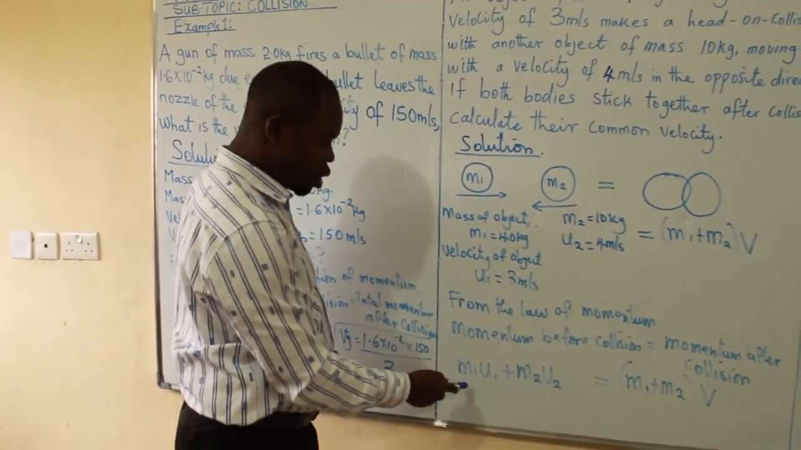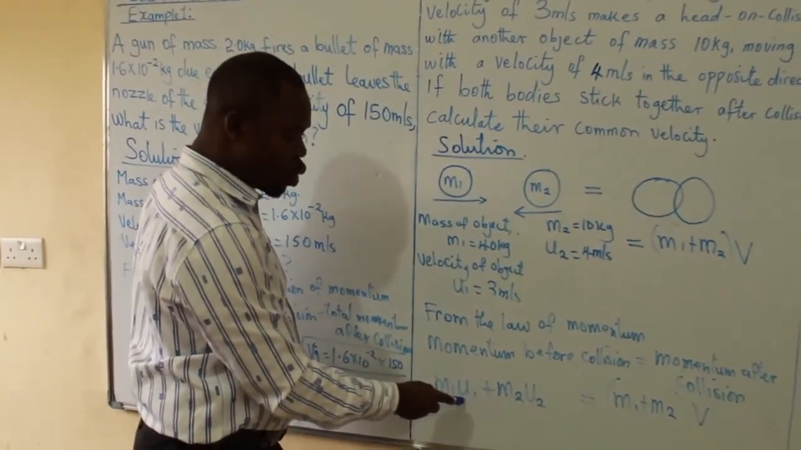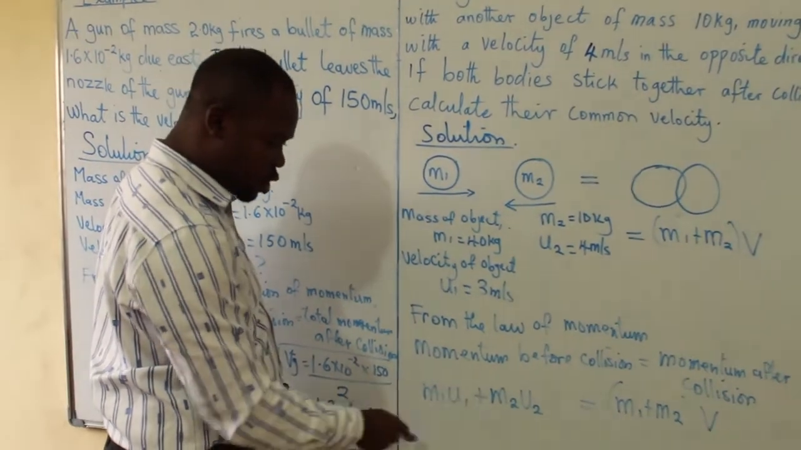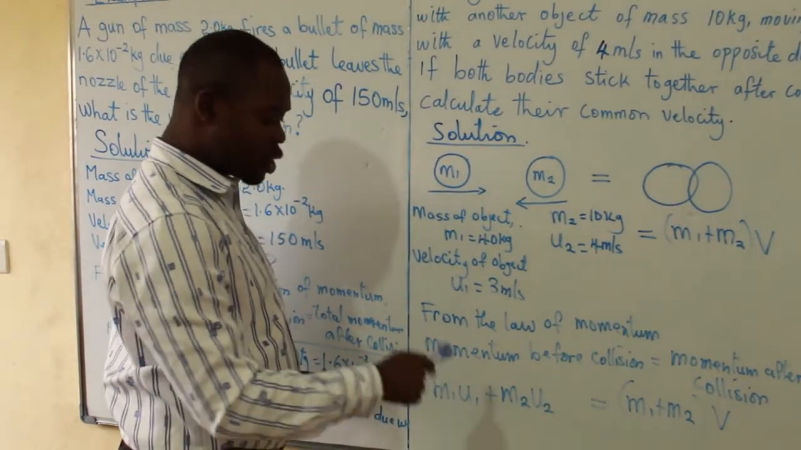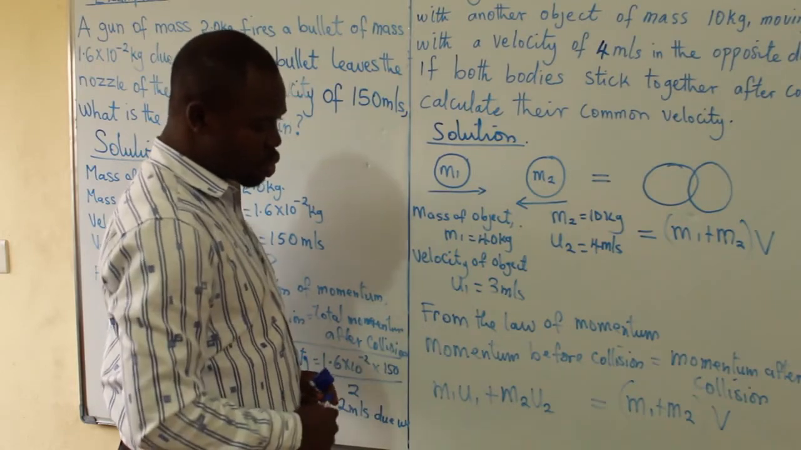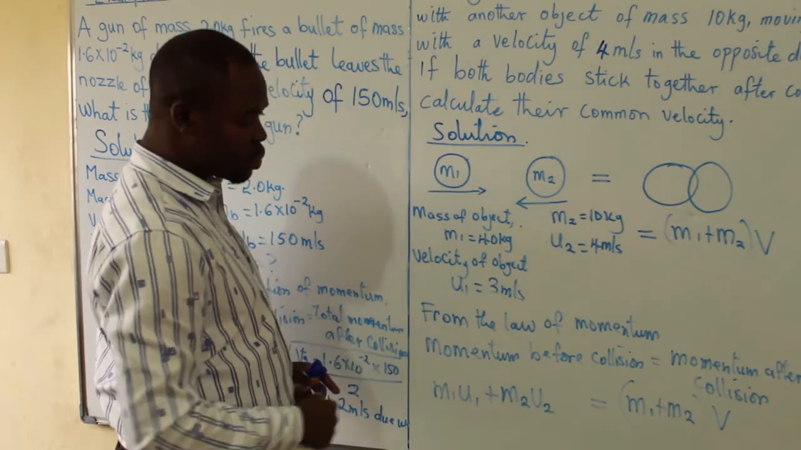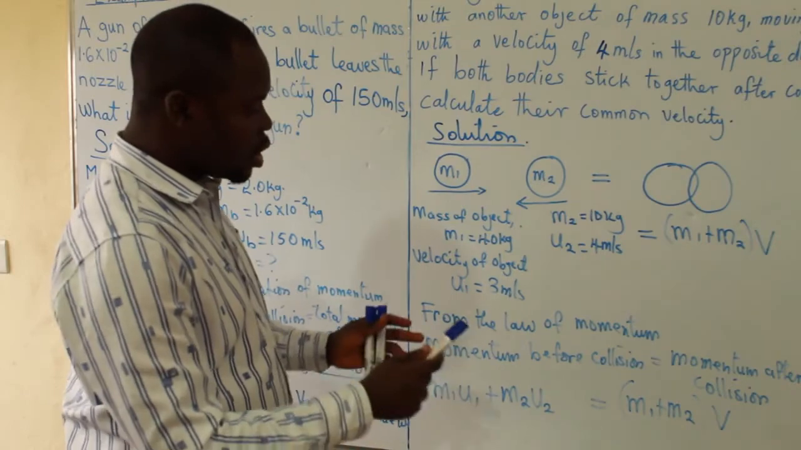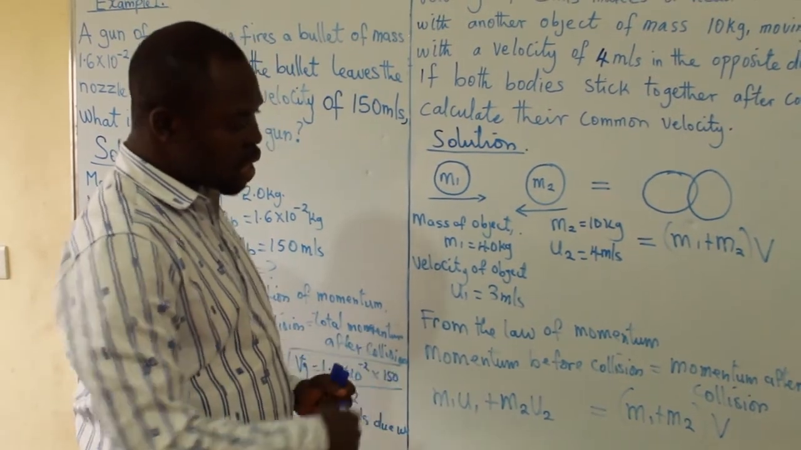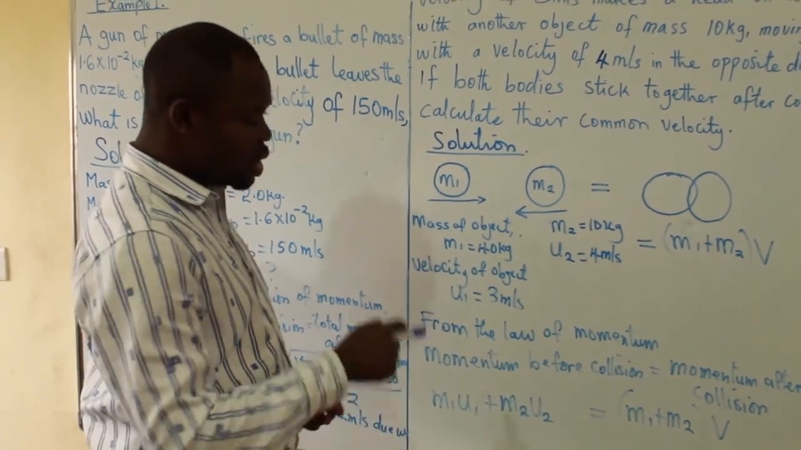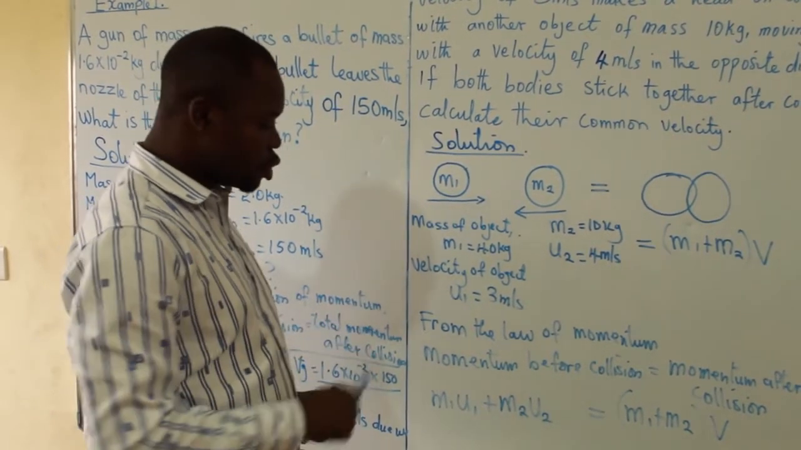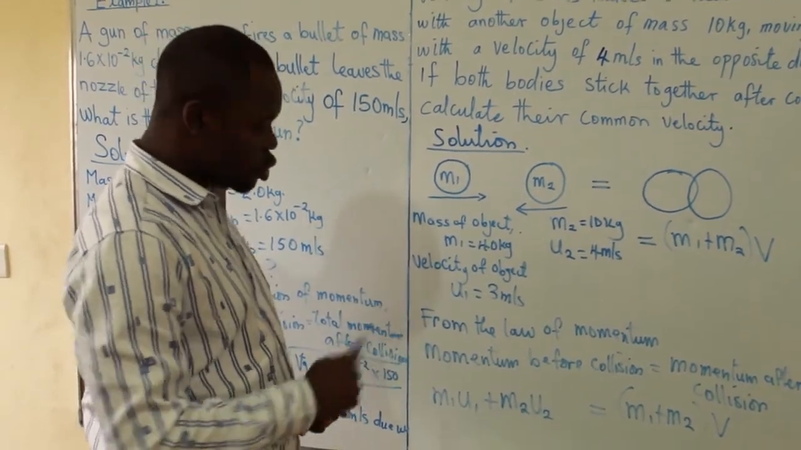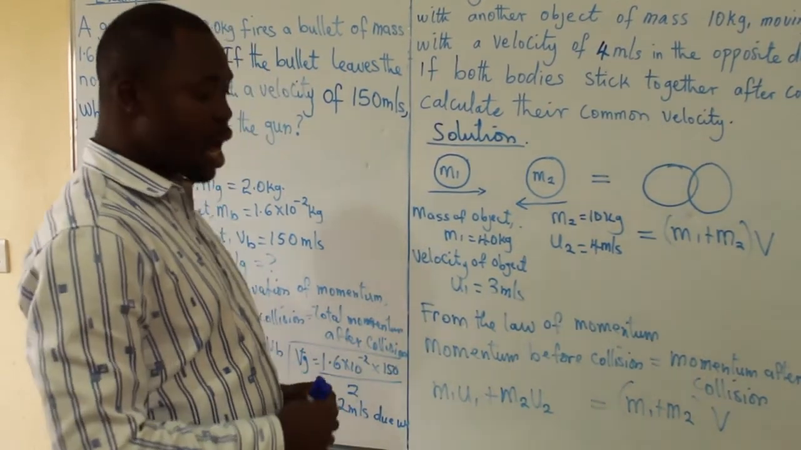m1 is the mass of the first object, u1 is the initial velocity of the first object, m2 is the mass of the second object, and u2 is the initial velocity of the second object. And then since they got stuck together and they're moving with common velocity, this type of collision is called inelastic collision. So we can substitute our values.